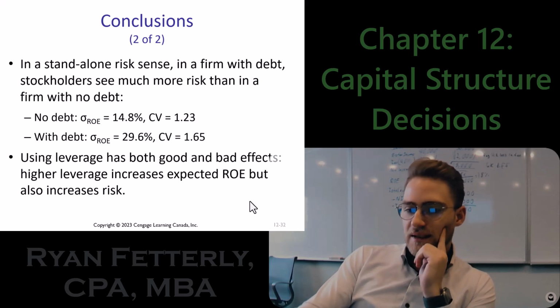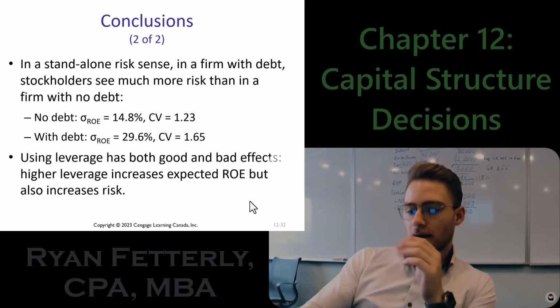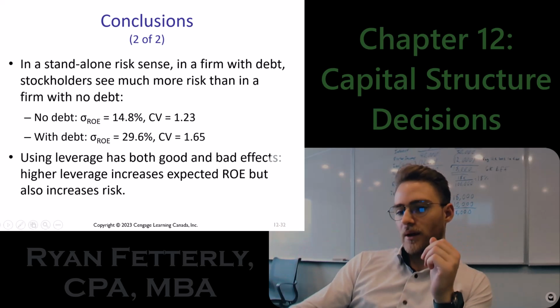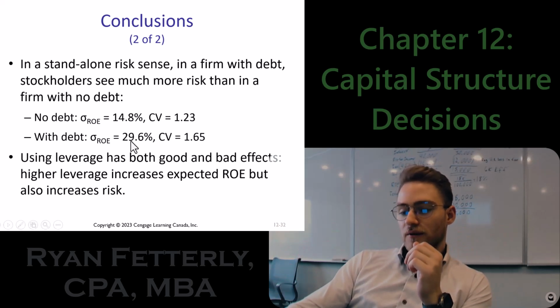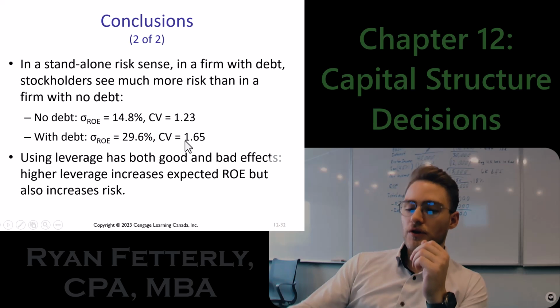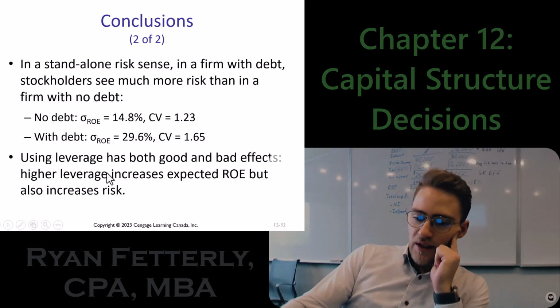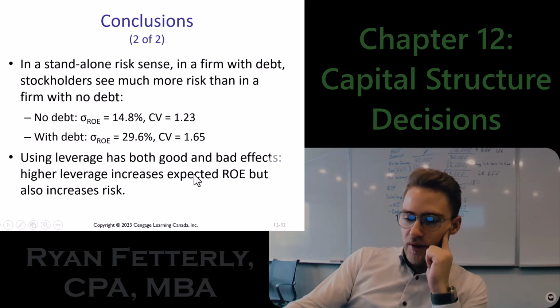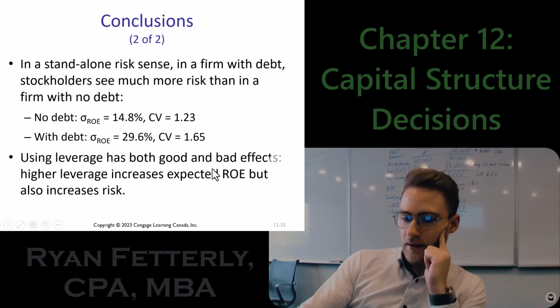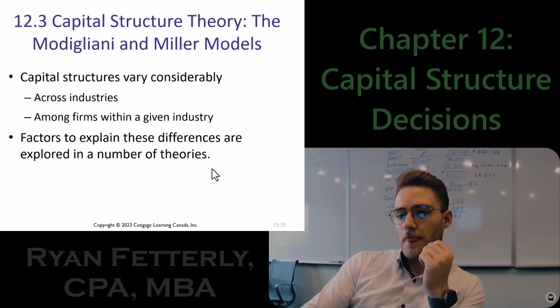So in a standalone risk sense, stockholders of a firm with debt see much more risk than those of a firm with no debt because of the volatility. With debt, we see a standard deviation of 29%, almost 30%. With no debt, it's only 15%. Coefficient of variation is also much larger, which basically increases their beta. So using leverage has both good and bad effects. High leverage increases expected return on equity, but also increases risk as well.